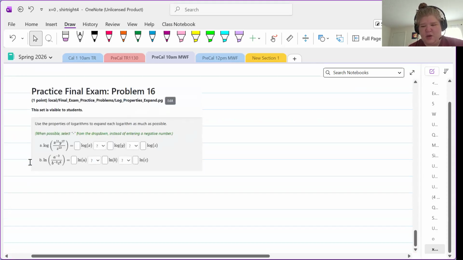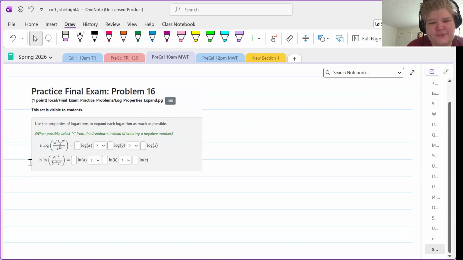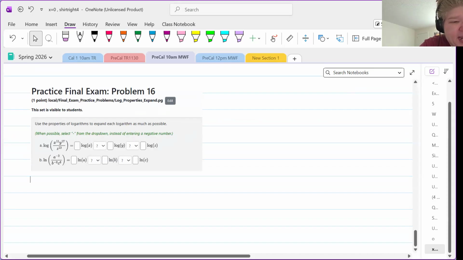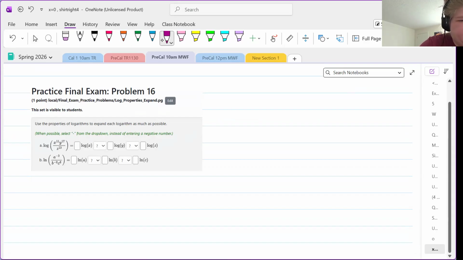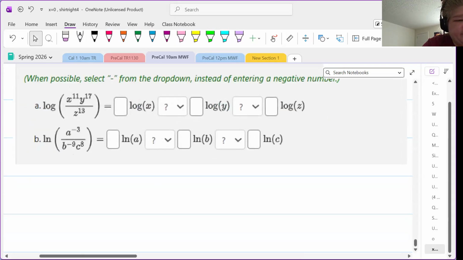All right, last one, because we've only got a few minutes left. This is a log properties one. I am not going to give you the log properties written on the front of the test or on the formula sheet in the back. You do have to remember these. Now I'm just going to do the second one because the numbers there are uglier.